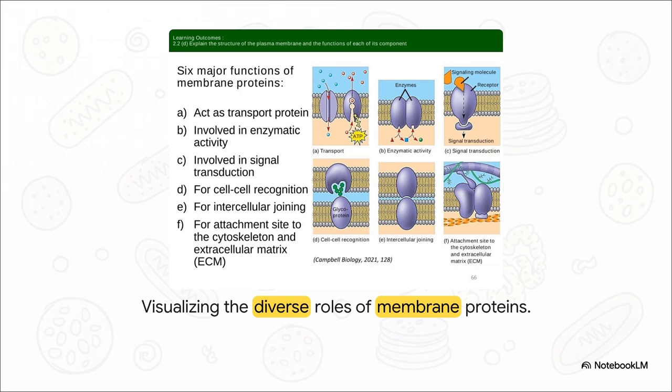Take a look at the transport protein. It might provide a simple hydrophilic channel for polar ions to slip through the hydrophobic wall, or it might literally burn cellular energy, ATP, to actively pump molecules across the border against the normal flow. From sending complex chemical signals down the line to acting like an enzymatic assembly line right on the cell surface, these proteins absolutely make life possible.